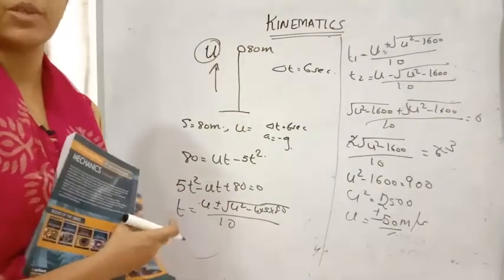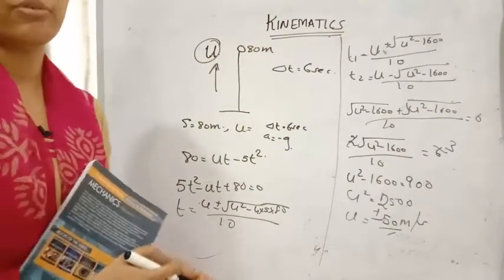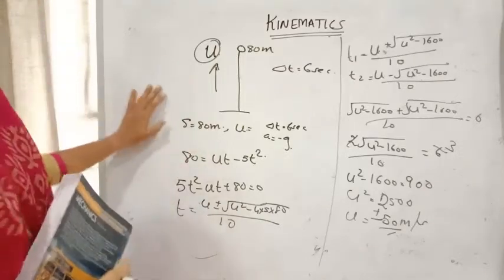So the answer will be plus 50 meter per second. It is thrown upwards with this velocity, so it is plus 50 meter per second. So clear how we are doing this?